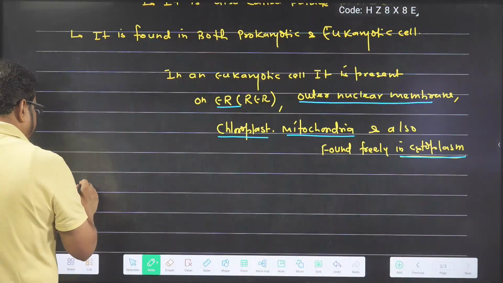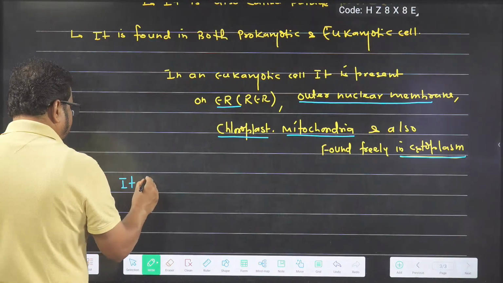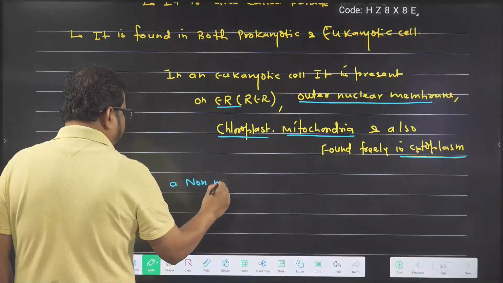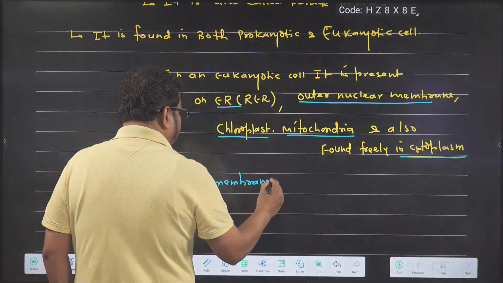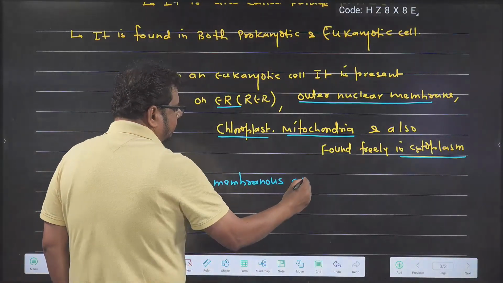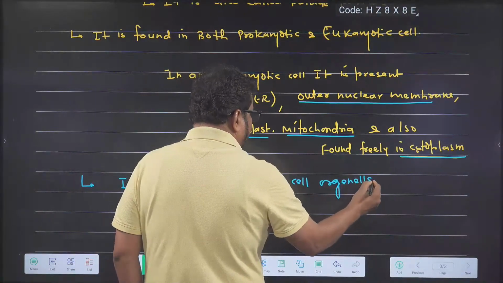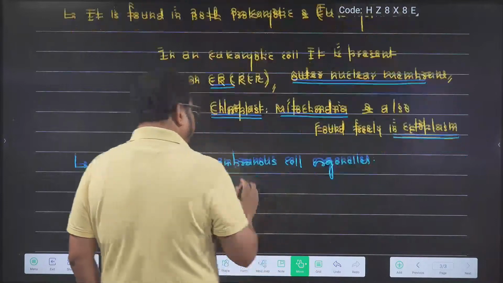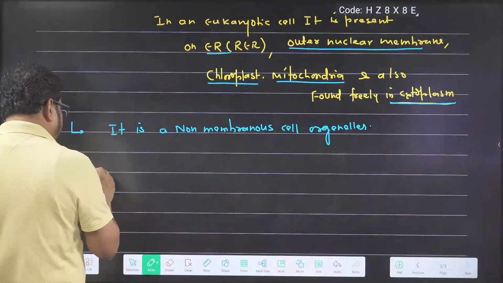Now I am just writing about ribosome. It is a non-membrane bounded cell organelle, a non-membranous cell organelle. Not surrounded by any membrane. Got the idea? Is it clear?